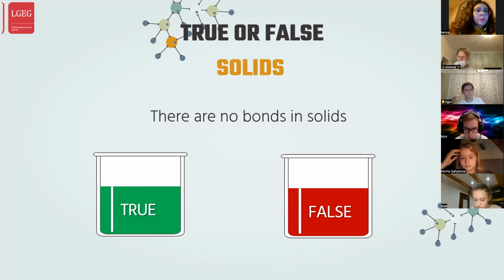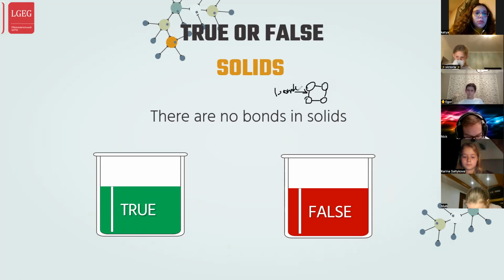There are no bonds in solids. So, what do you think? Wait, what is bonds? Bonds are connections between particles. So these lines are called bonds. Okay. Well, I think it's true because there are no connections between all. They are just close together, I think.